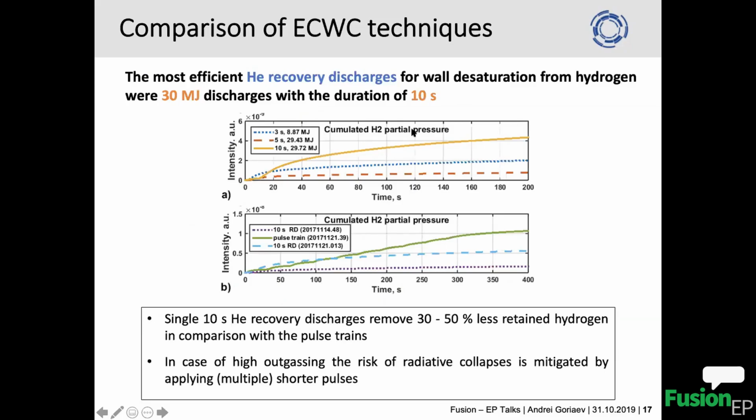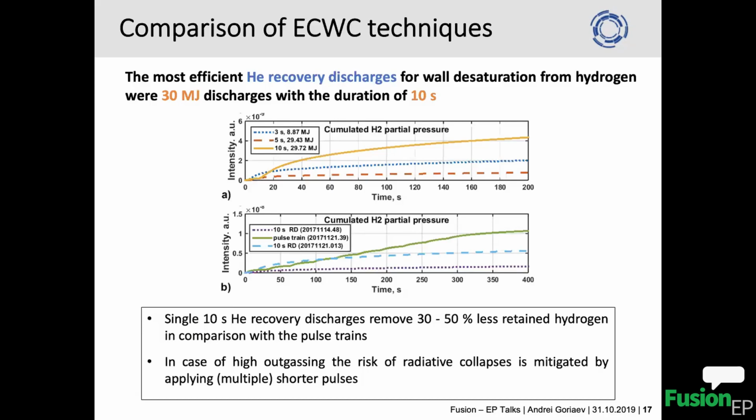So here it's just the relative amount of fuel which was removed according to the application time. First of all, we compared different types of recovery discharges, with different duration and power. We found out that it's better to have as long a discharge as possible and with the maximum heating power. And then we compared the best recovery discharge with pulse train.